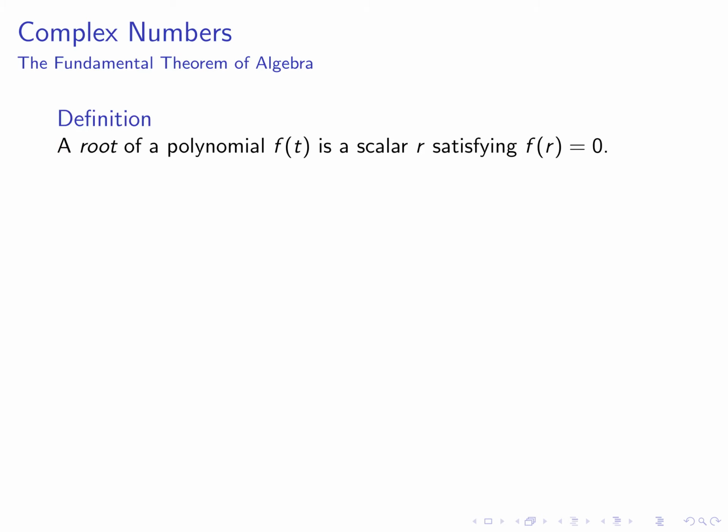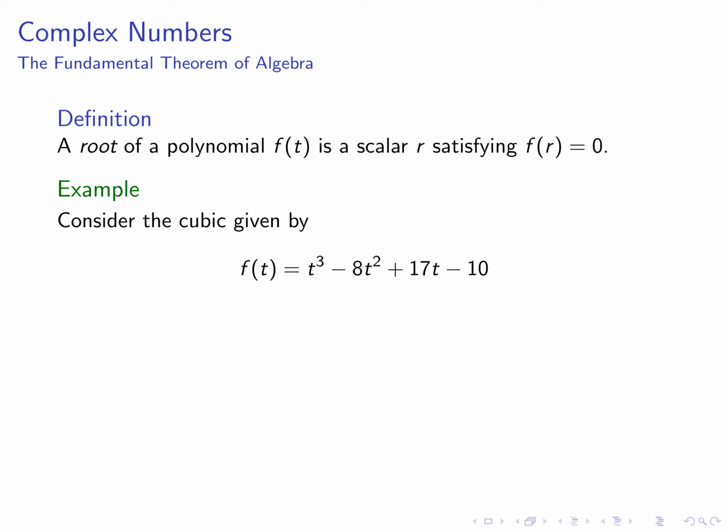Okay, so when people study polynomials, one of the things that they search for are the roots of that polynomial. What is a root of a polynomial? A root of a polynomial, f of t, is a scalar r that satisfies the equation f of r equals 0. So if we are given a polynomial and we want to verify whether or not a given number is a root, all we do is we replace t with that number. So we plug in t equals that number, and we check whether or not the output of that replacement equals 0.